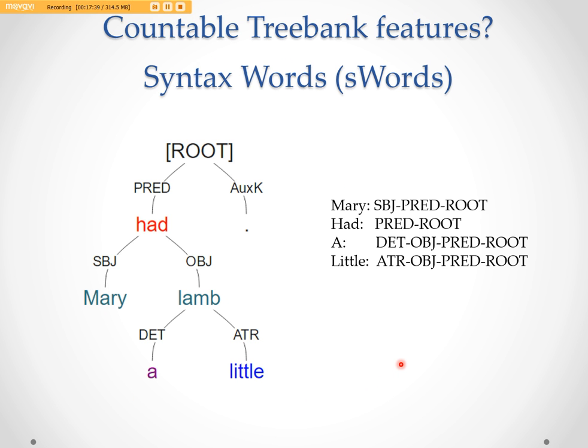So we have created what we call syntax words by following this path and writing down whatever we come across there. So we start at Mary, which is the subject. We go up to had, which is the predicate, and then we go to the root: subject, predicate, root. Or we could start here and we have for a structure: determiner, object, predicate, root. And these constructions, which we see over on the right hand side for this toy sentence, we call syntax words, swords sometimes, for short.